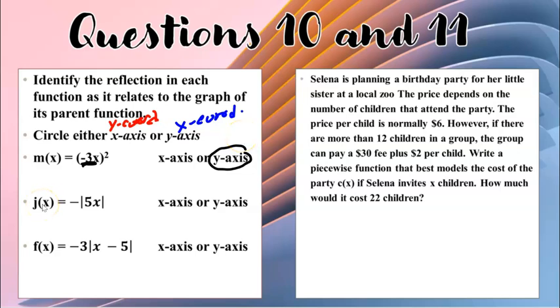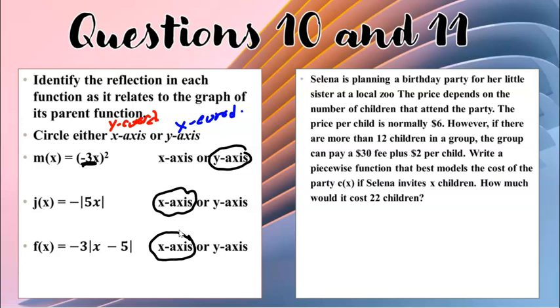J of x equals negative times the absolute value of 5x. Now the x on the inside does not have a negative, so it's not affected. The last step that I would do to solve this one would be to multiply by a negative. So my y-coordinate is affected by the negative. So if my y-coordinate is affected, it's across the x-axis. And f of x equals negative 3 times the absolute value of x minus 5. Because the negative is on the outside of my absolute value, my y-coordinate is affected, and because my y-coordinate is affected, it's reflected over the x-axis.